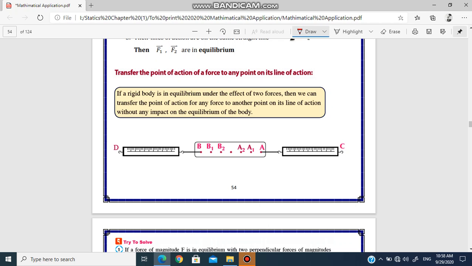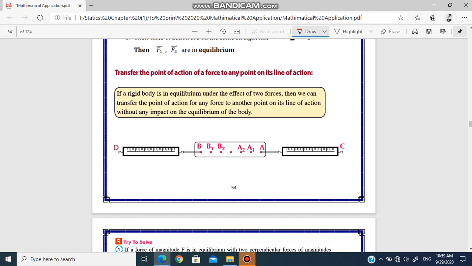Transfer the point of action of a force to any point on its line of action. If a rigid body is in equilibrium under the effect of two forces, then we can transfer the point of action of any force to another point on its line of action without an impact on the equilibrium of the body.